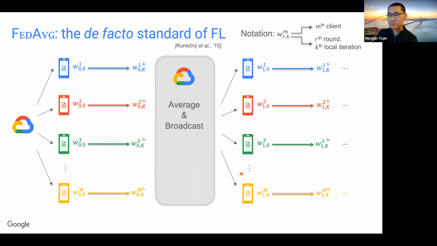If we instantiate the local training step with some SGD steps, then this framework becomes federated averaging, also known as local SGD. Federated averaging is the de facto standard algorithm to solve unconstrained and smooth problems in federated learning.